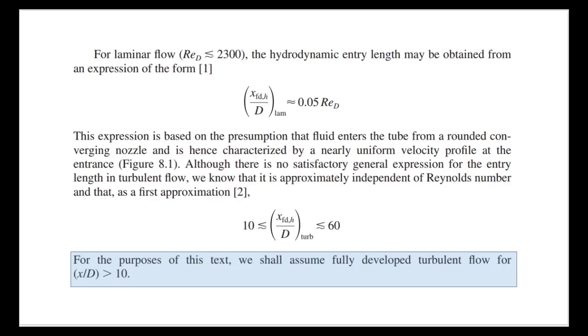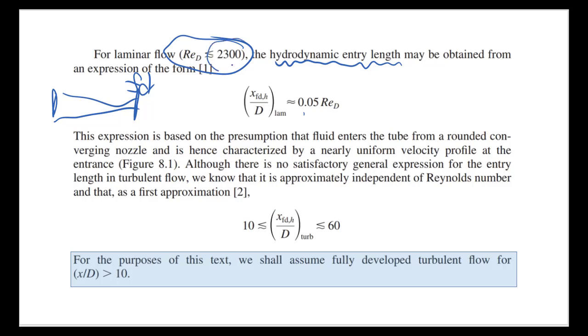All right, so there are two different expressions for the hydrodynamic entry length. For laminar flow, where the Reynolds number is less than 2300, the distance you have to go from the entrance until you are fully developed, where the boundary layers come together, has this value. It's simply related to the Reynolds number. So you have just a single dependence on the Reynolds number.